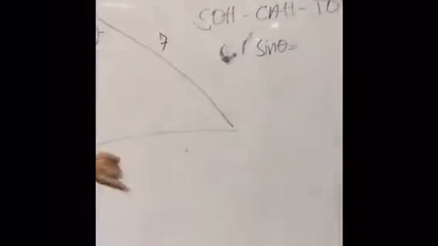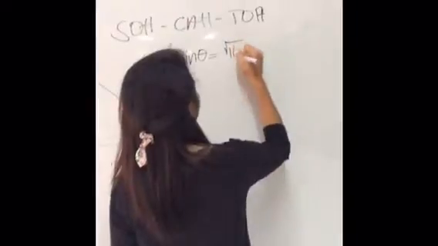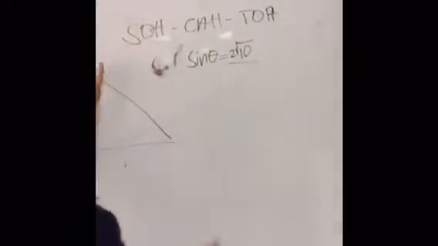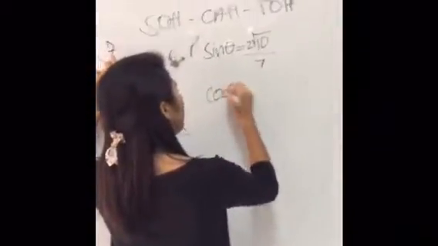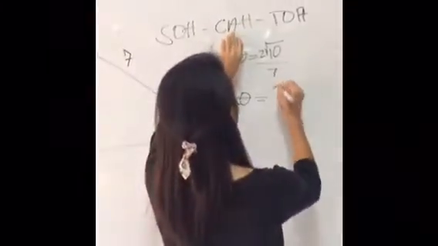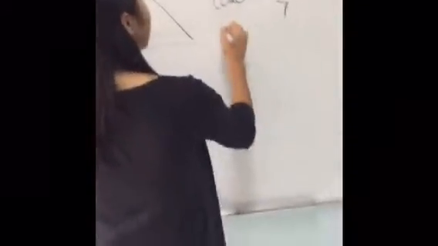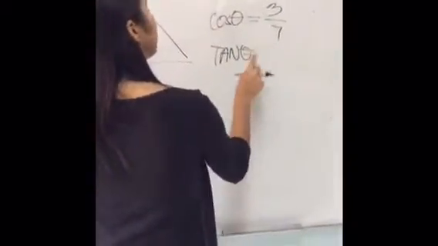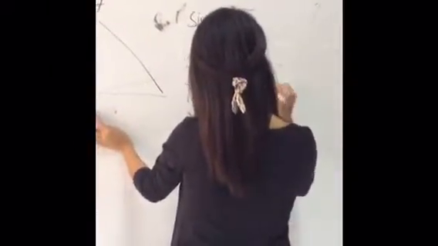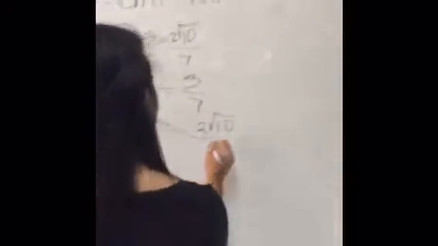Let's use SOHCAHTOA. Sine theta is equal to, the value of the opposite is 2 square root of 10 over the value of the hypotenuse, 7. Cosine theta is equal to, the value of the adjacent is 3, the value of the hypotenuse is 7. Then tangent theta, the value of the opposite is 2 square root of 10 over the value of the adjacent, 3.